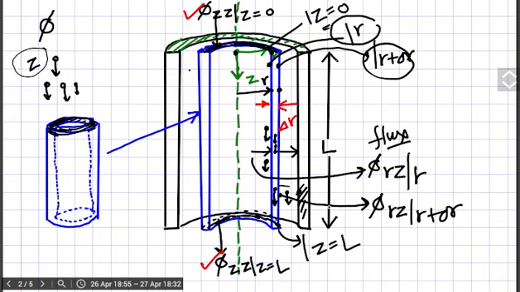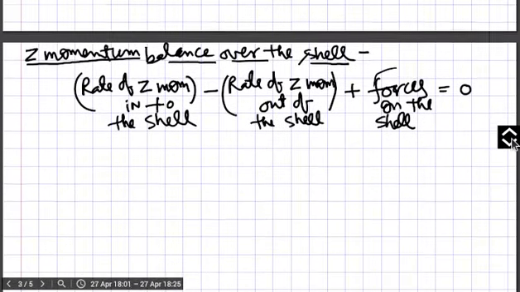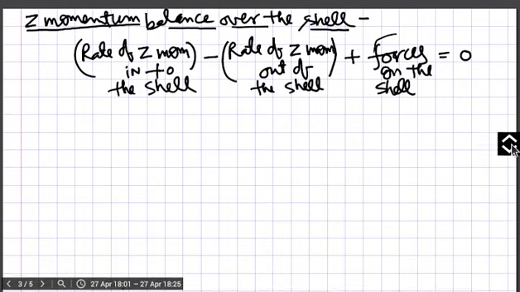Now in this lecture we will write the z momentum balance for this shell that you can see in the blue, and here I have drawn the full shell. Its length is L and its radius is R. R is the variable actually, and this thickness is delta R, because you can take the shell at any distance R, and this is the z momentum balance I have written here.